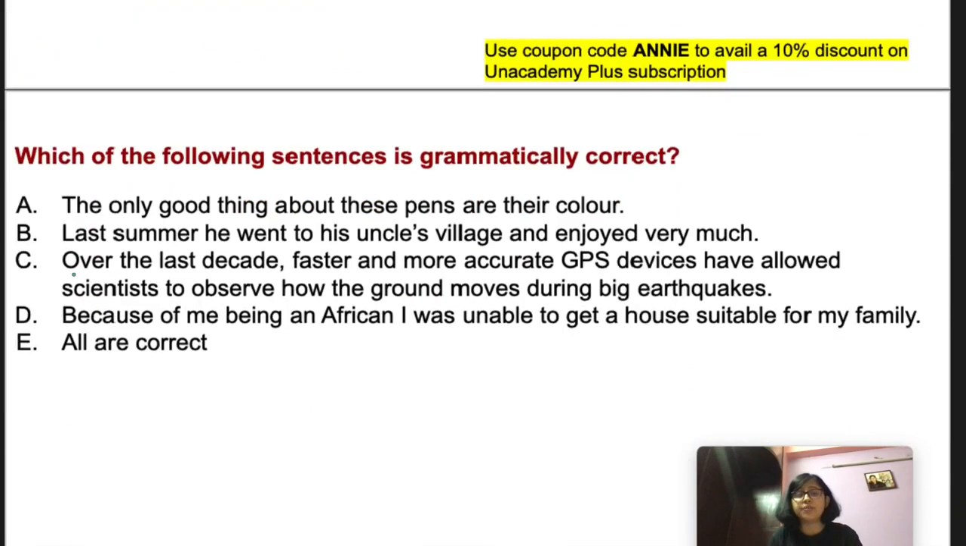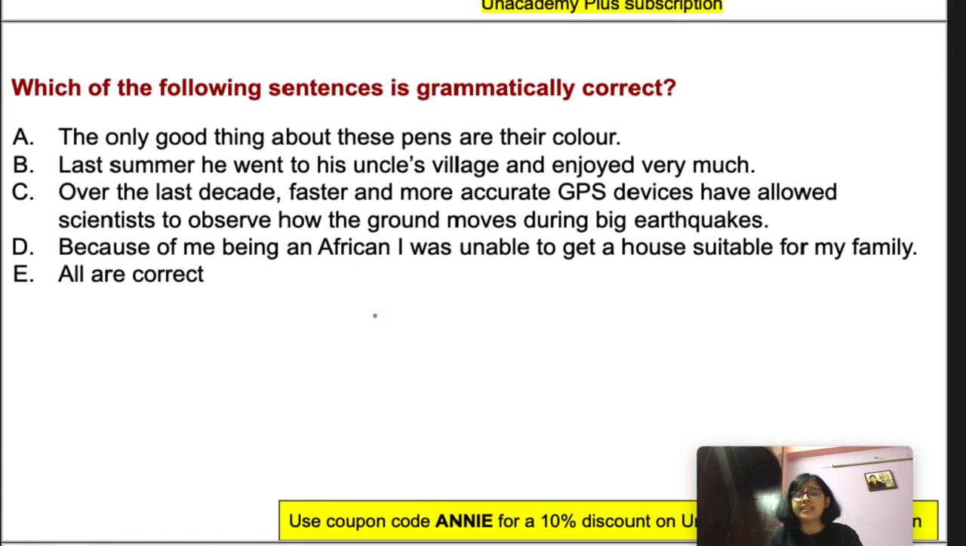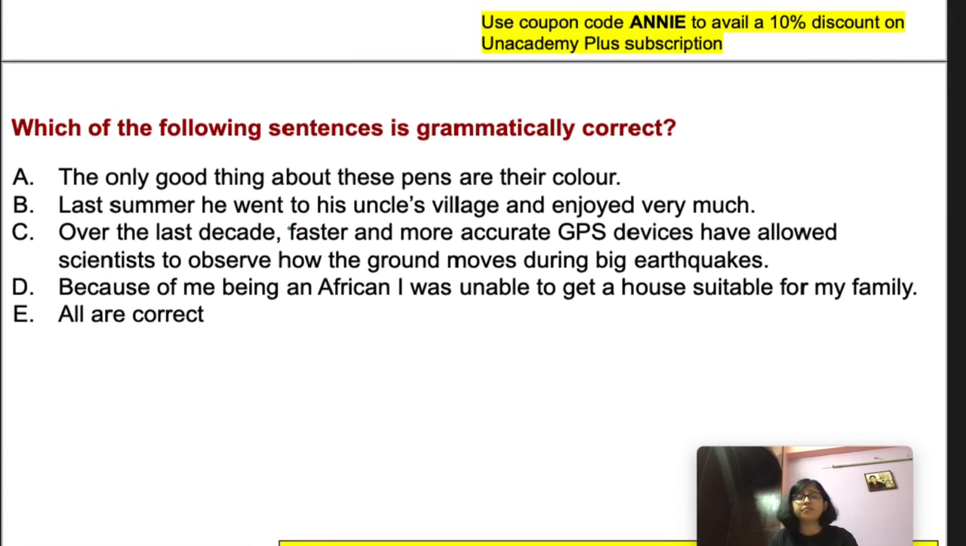Okay, next question. Which of the following sentences is grammatically correct? The only good thing about these pens are their color. Now what is the subject over here? The subject is thing, which is a singular noun. The only good thing. Good is an adjective. So the subject is thing, a singular noun, so here you have to use a singular verb, is. Their color: now their means whose color? The color of the pens, which is a plural noun.